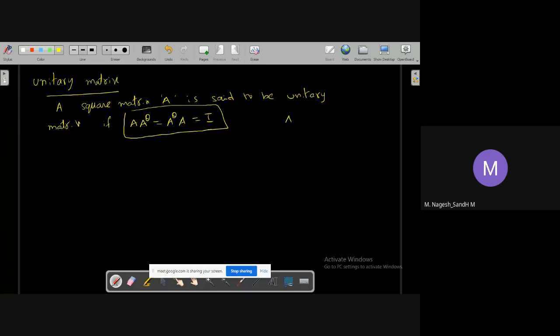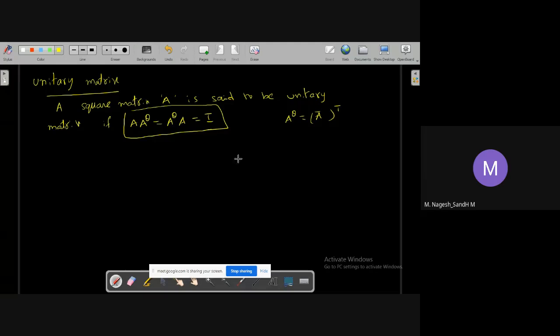Can anyone say what is the A power theta? A conjugate whole transpose. So remember always A power theta means A conjugate whole transpose. So this is the unitary matrix definition.